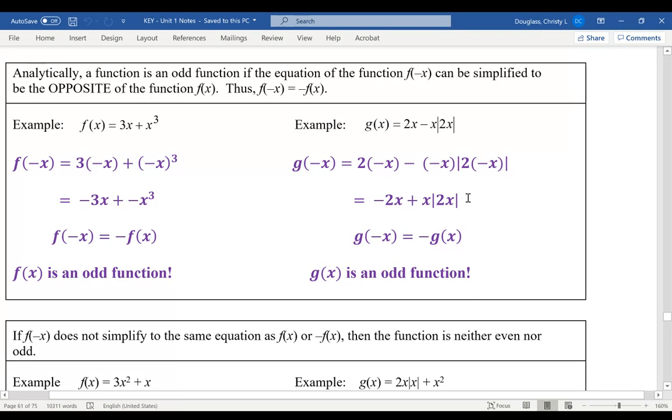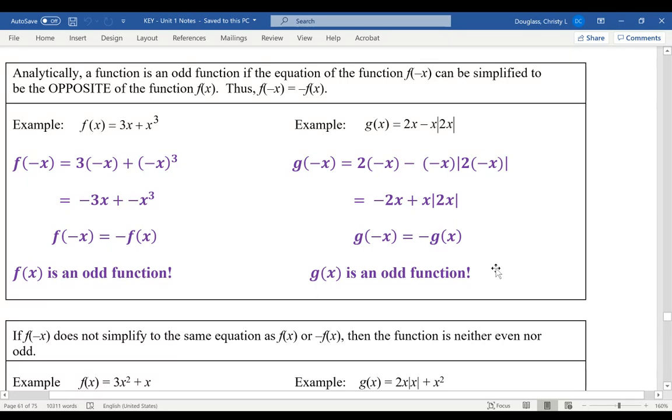Again, we get an expression that's not the original function, but it's exactly the opposite of the original function. If you were to take g of x and just multiply it by -1, you would get this. It's easy to see because I see the signs are changed. We started with a positive 2x minus the second term, and we ended up with a minus 2x plus the second term. So that's how I know that substituting negative x in place of x is equal to the negative of g of x, and I have an odd function.